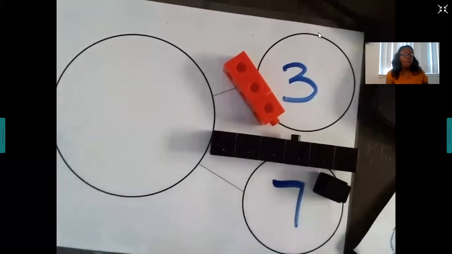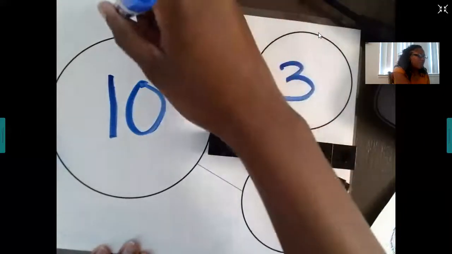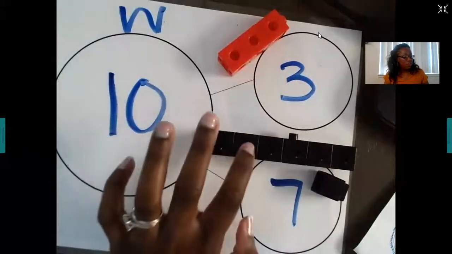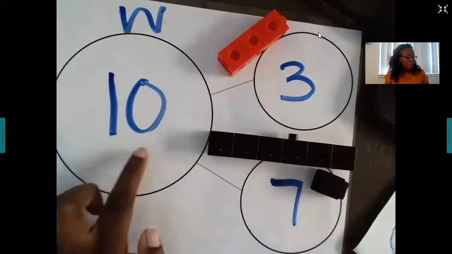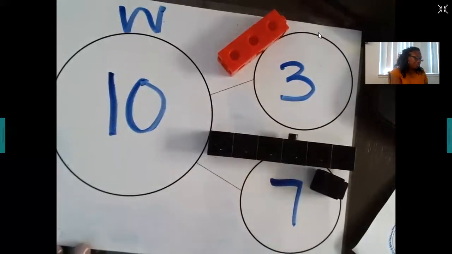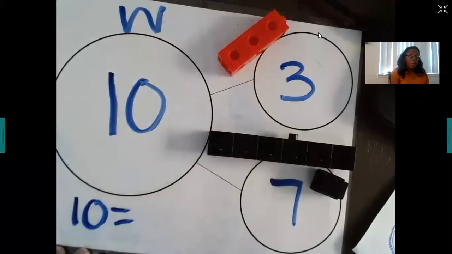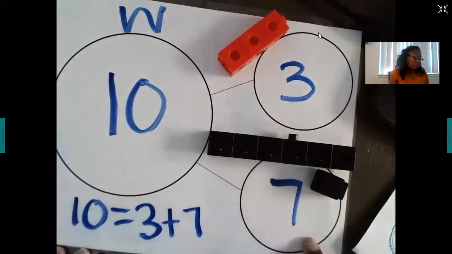If both of my parts together make 10, then I know I did it right, because remember, I can fill in my parts when my whole is 10. That would be my whole. So let's add 1, 2, 3, 4, 5, 6, 7, 8, 9, 10. I know I did that correctly because my whole is 10. So 3 and 7 make 10. My number sentence would be 10 equals, because 10 is my whole, 3, which is my first part, plus 7, which is my second part.